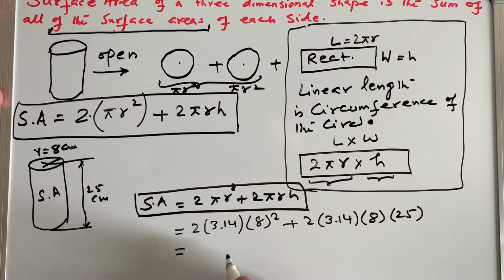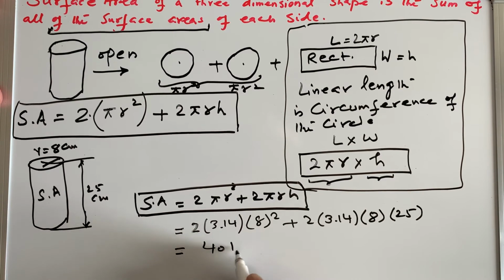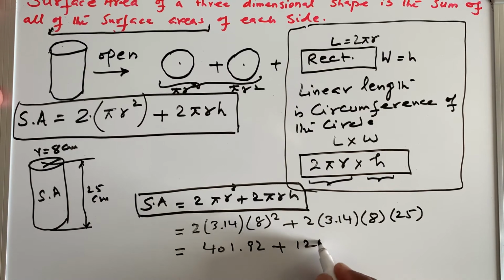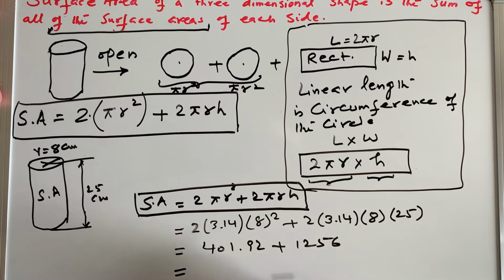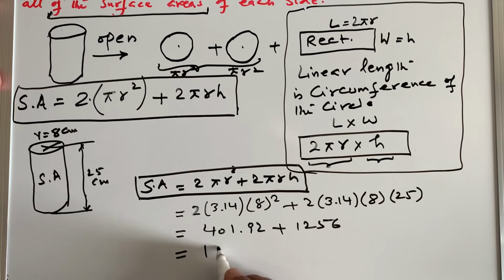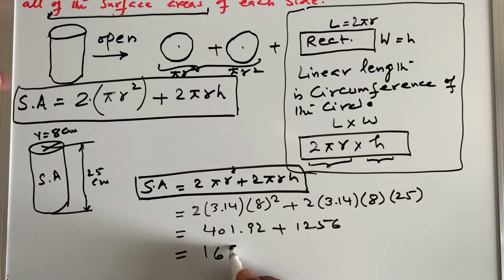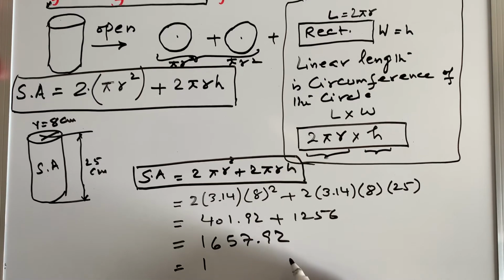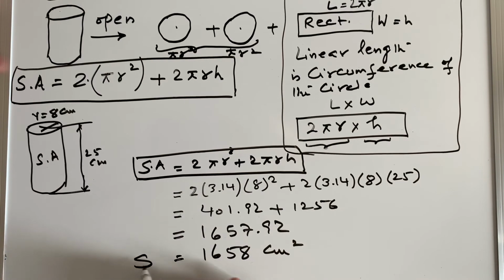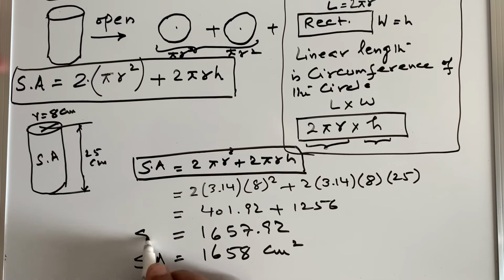So we have to deal with these numbers, right? This math. Okay, so when you work this out, you will be getting 401.92 plus, when you multiply this with the calculator, you will be getting this, and when you add these two, you will be getting something like 1657.92, or you can round it off as 1658 centimeter square. So this is the surface area of this cylinder.